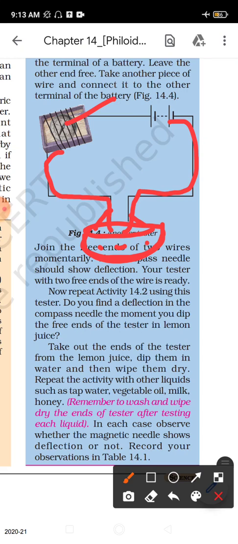Then the magnetic effect produced by the flowing current will show the deflection in the compass needle. So this is how the circuit works. That means the lemon juice is a conductor of electricity. Okay, next thing we have to test is tap water.